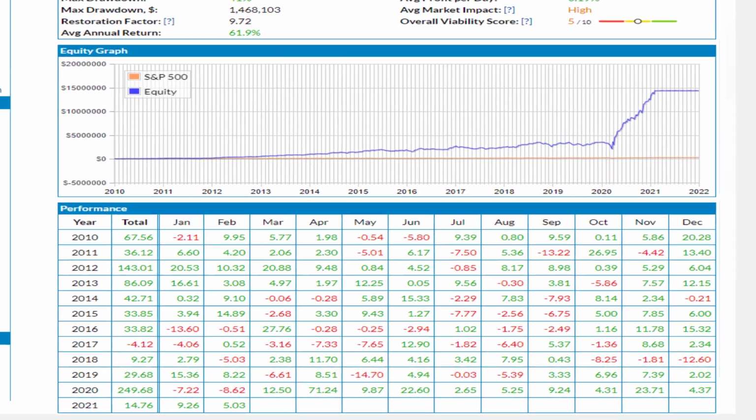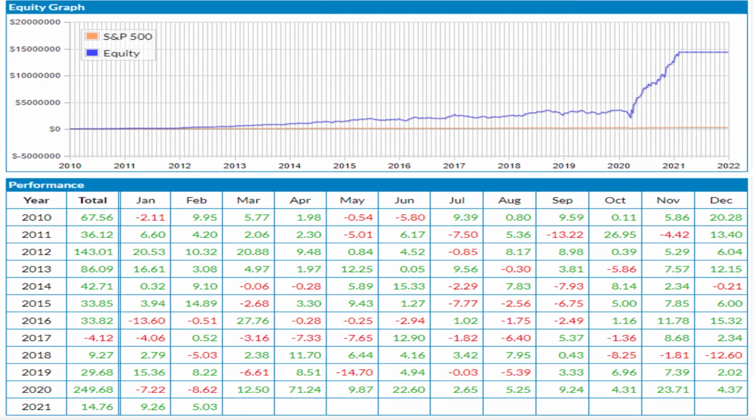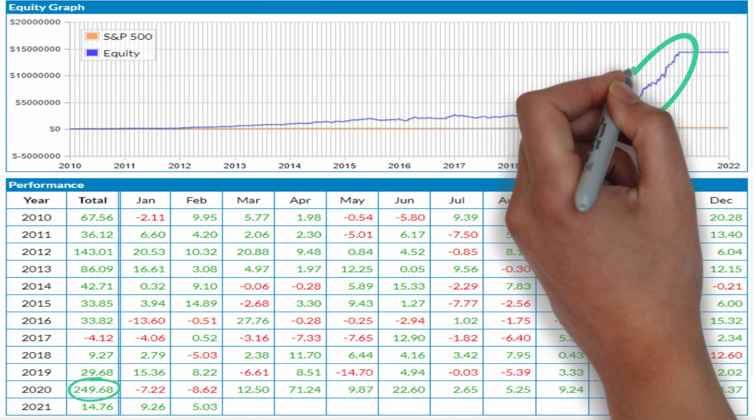We can see the annual and monthly returns with the equity curve above. Notice how in 2020 the strategy performed very well due to many stocks becoming oversold during the pandemic, most of which recovered strongly soon after.